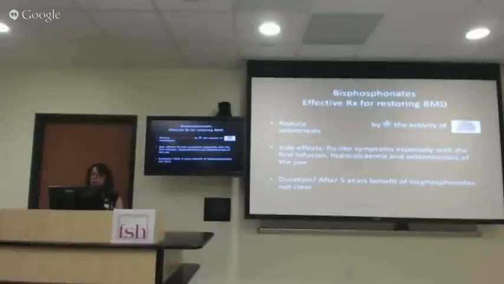How do the bisphosphonates work? So this is a very effective treatment for restoring bone mineral density. The way it works is it acts on those osteoclasts, those cells that eat up bone. It reduces the activity of the osteoclasts so there's less bone resorption. Unfortunately, there are side effects in a small percentage of people. With the first infusion, they may have flu-like symptoms. You can develop low calcium, and a very rare percentage might have a destruction of the muscles of the jaw.